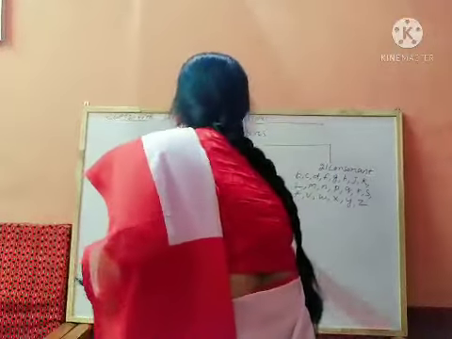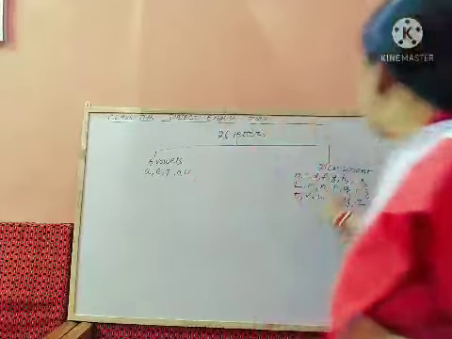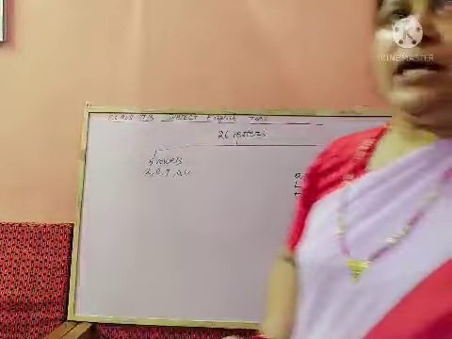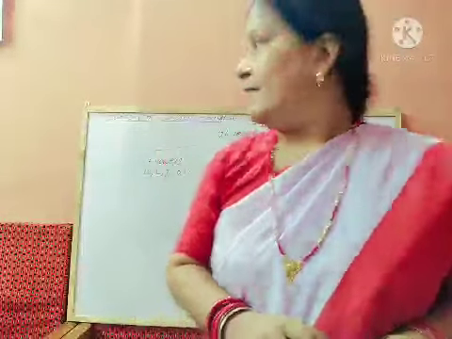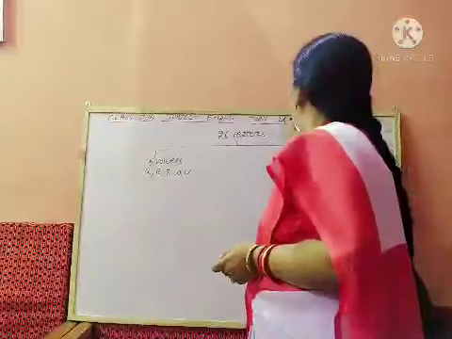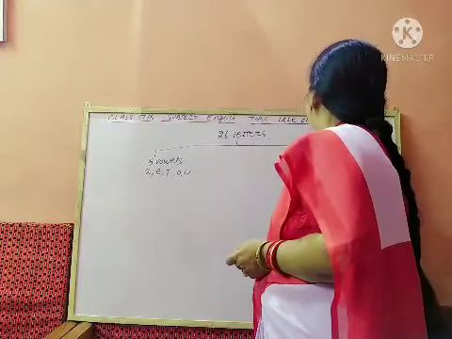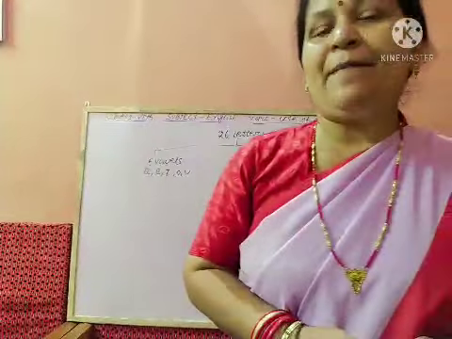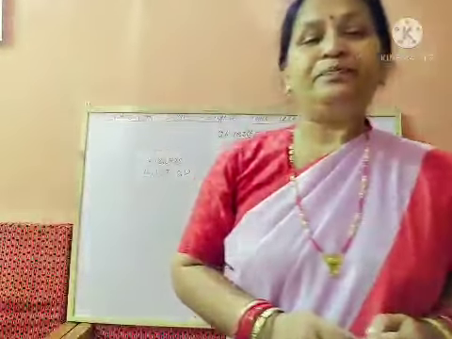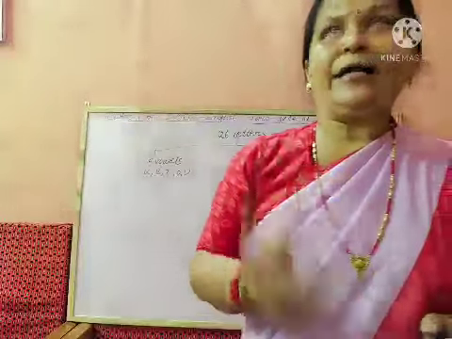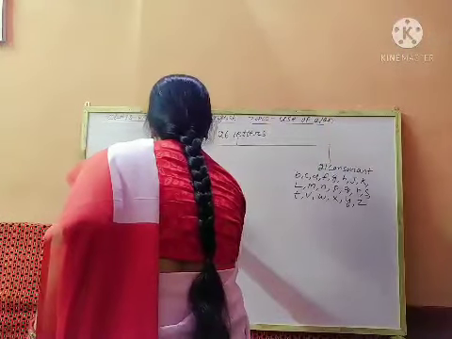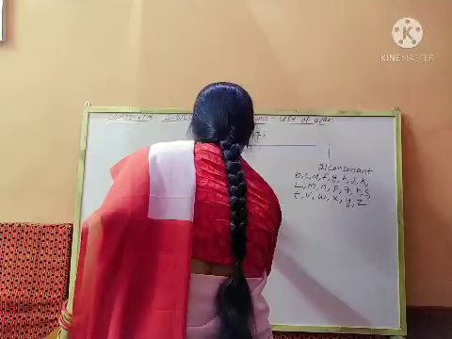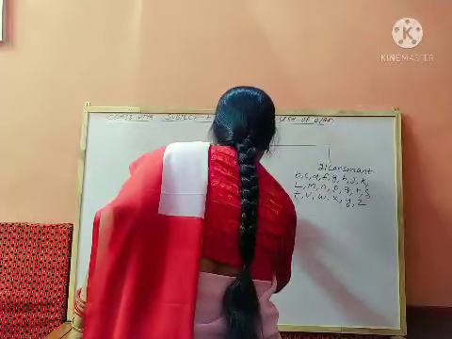Now, we have discussed the 5 vowels and 21 consonants. Where do we use A or AN? The topic is the use of A or AN. Students, how many articles are there in English grammar? Yes, there are 2 articles in English grammar.